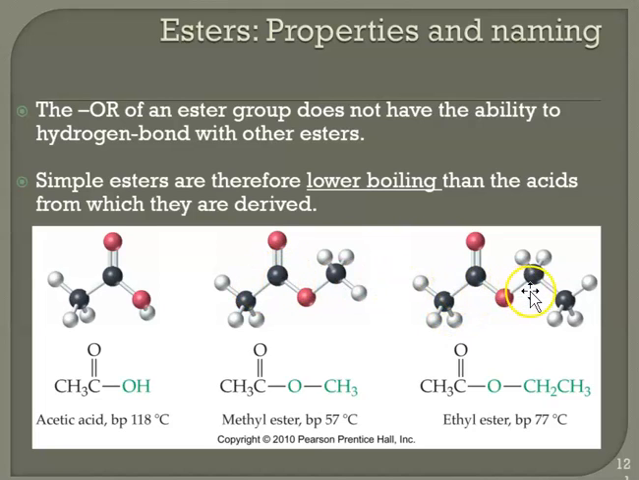Same with this other ethyl ester as well. Same problem. We have these oxygens that are electronegative. They can be polar compounds, but that doesn't mean that they hydrogen bond. Simple esters have a lower boiling point than the carboxylic acids that they are derived from because of the loss of that ability to hydrogen bond here at the end. You'll notice acetic acid has a boiling point of 118 degrees, while the methyl ester and ethyl ester are in the 57 to 77 range, respectively.